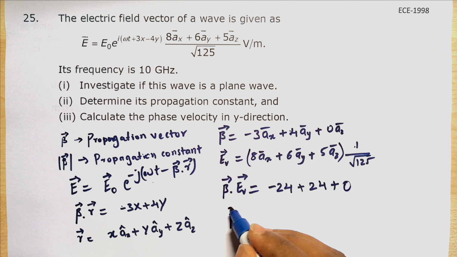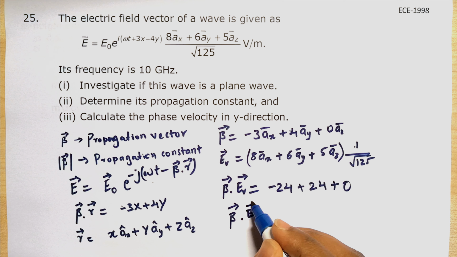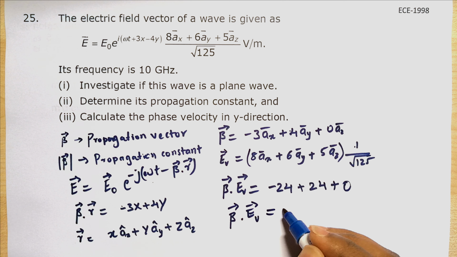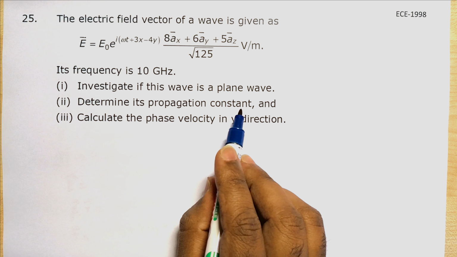So beta dot E vector is 0. This means that this is indeed a plane wave. Okay, now let's solve the second part. The second part is to determine the propagation constant of this wave.